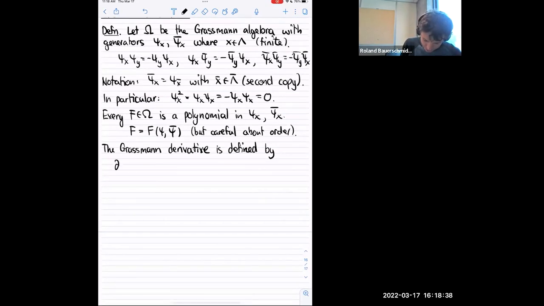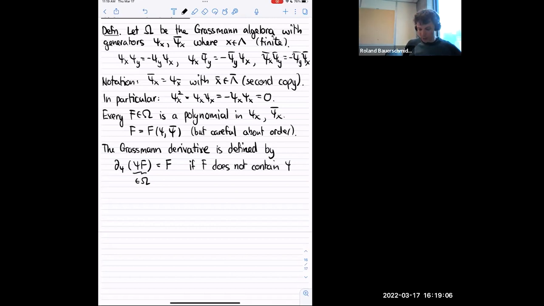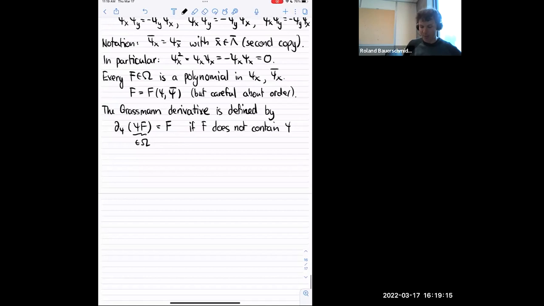So if we write d psi, and it acts on an element, say psi f, so this would be an element in omega, by just canceling the factor of psi, if f doesn't contain psi itself. If it did, well, that factor would be zero anyway. So in other words, what you do is you have this formal polynomial, you commute psi to the left, possibly pick up some signs along the way, and then you cancel this factor. That's what the Grassmann derivative does. And then there's the Grassmann integral.